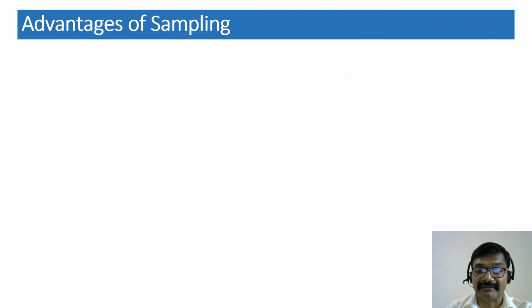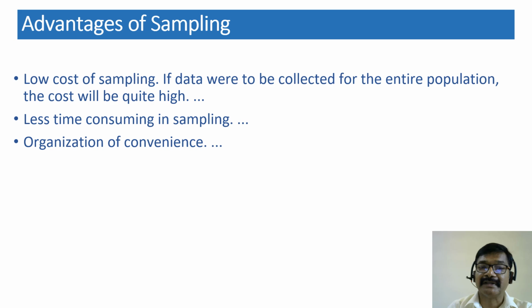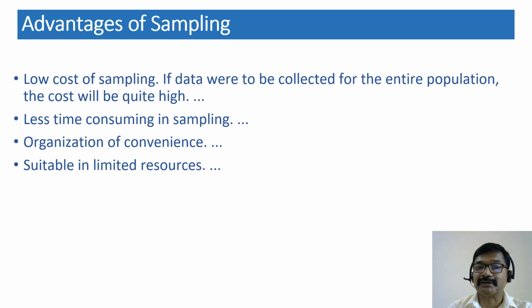Why is sampling required? Population is very difficult to measure completely. There are so many constraints because of which the complete population cannot be measured. So what is the option? Sampling is the only option, which has low cost, consumes less time, is very convenient for the organization, and is suitable for limited resources. We have limited resources, so we cannot measure the complete population, so sampling is the option, and these are the advantages of sampling.